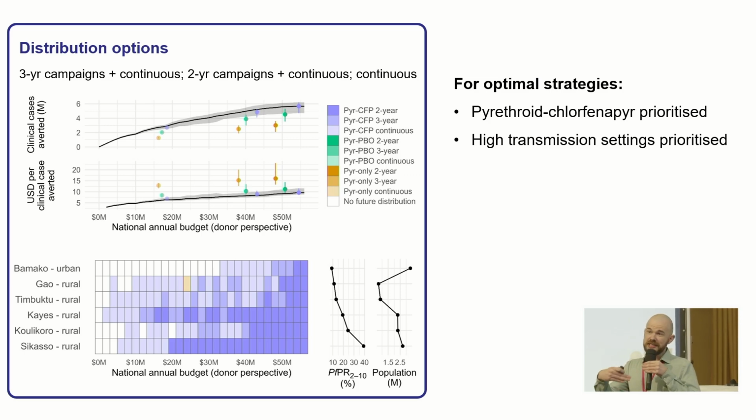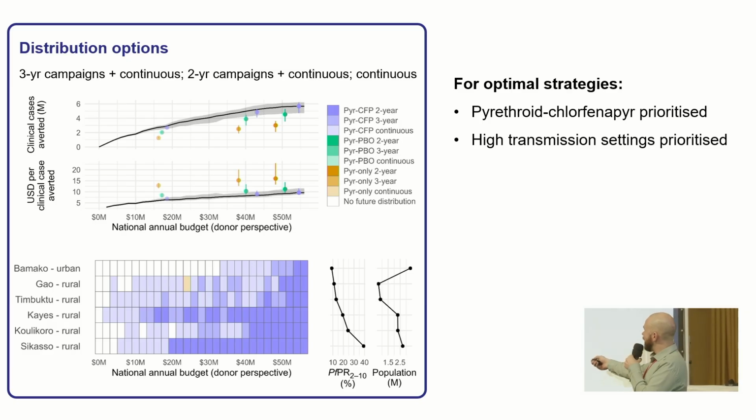Now, this plot on the top, the black line shows our estimates of clinical cases averted if we conducted these optimal strategies. Those coloured dots that are overlaid are if we did a universal strategy in every single setting. On the left-hand side, we've got our estimates if we just conduct continuous distribution with pyrethroid-only nets in light orange, followed by PBO, and then chlorfenapyr in green and blue. So that left block is all continuous-only distribution. Then that central block is 3 yearly mass campaigns plus continuous distribution, and then 2 yearly mass campaigns.